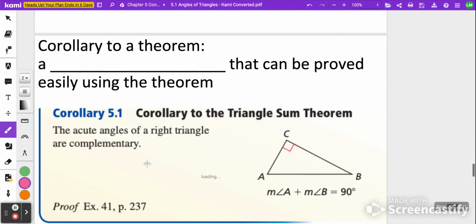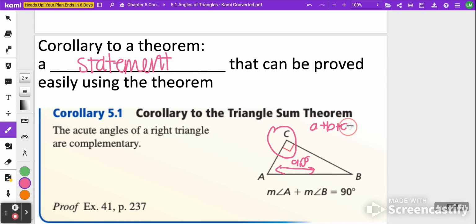The next thing we have going up is what we call a corollary to a theorem. My bad, we are struggling with words today. That is when we have a statement that can be proved easily using a theorem. So we can prove this statement by using the right angles theorem. The measure of angle A plus the measure of angle B is equal to 90 degrees, because we already have 90 degrees here. So these two have to split the other 90 degrees, because all angles of a triangle, A plus B plus C, are equal to 180. So this is the corollary of that theorem.